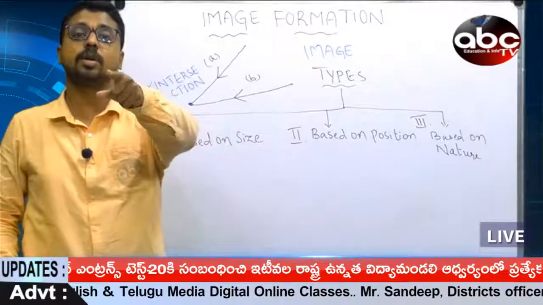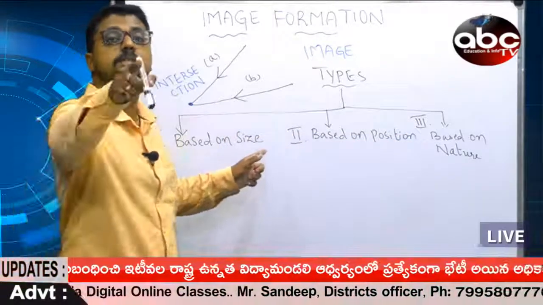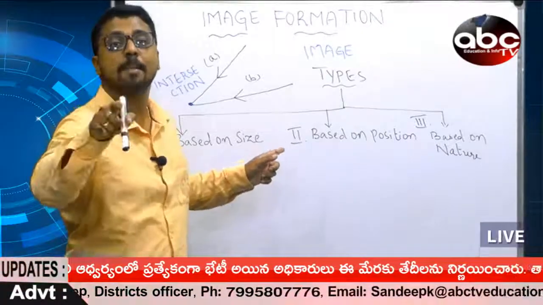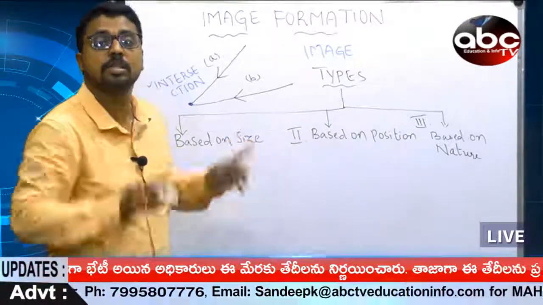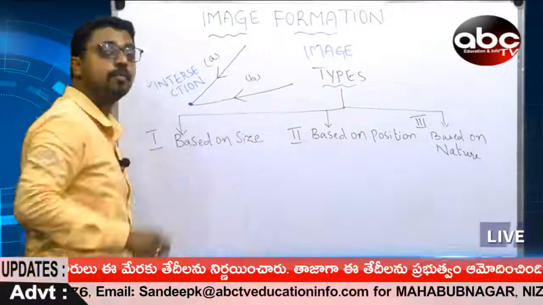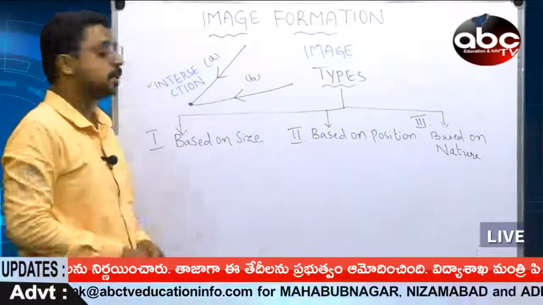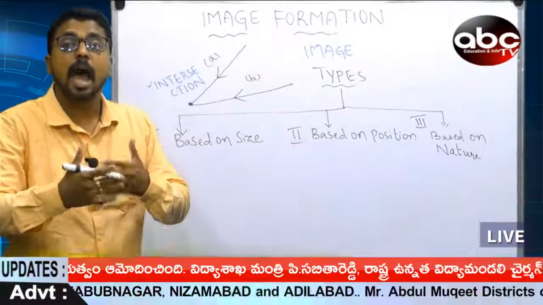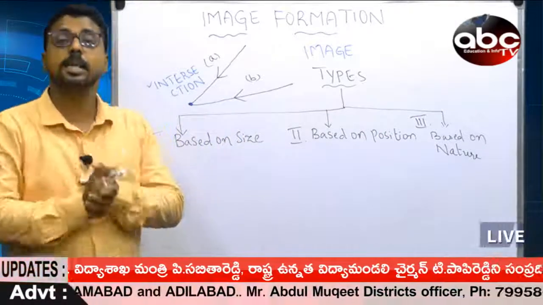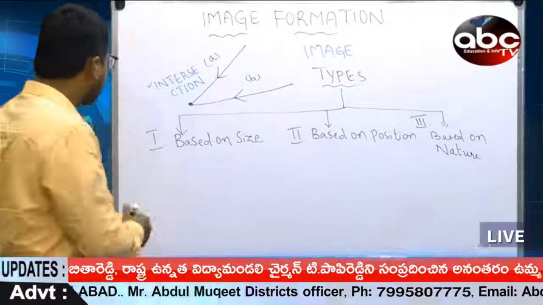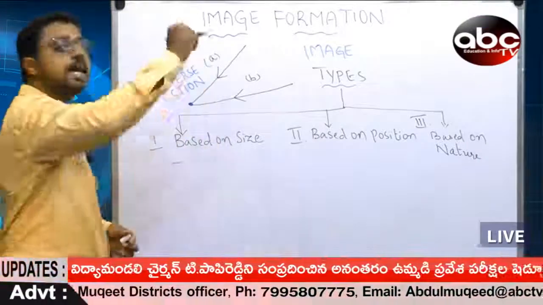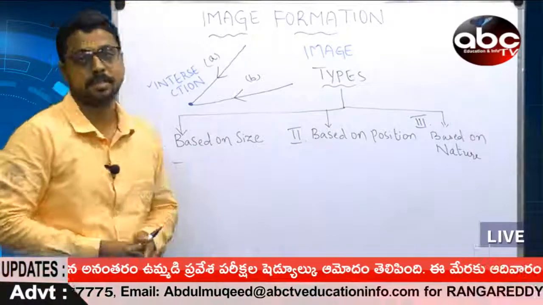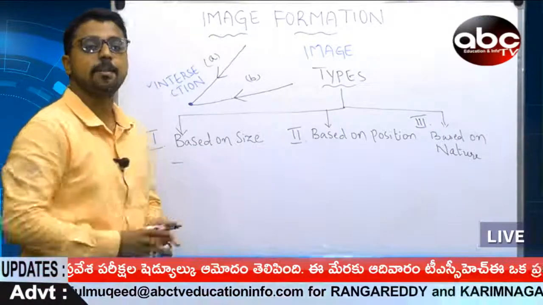Listen, my dear students, these topics are not present in your textbook. They are exclusively for the ABC Learning app. So, gain knowledge through this app. Listen very carefully. Based on size, based on position, based on nature, let us see how they are classified. Let us know based on size. Based on size, there are 3 types of images.